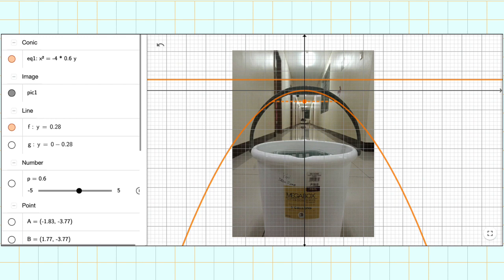If we upload this photo into a graphing software and try to find the parabola, the result would be this. The directrix is at y equals 0.28, and the focus is at (0, -0.28). This makes the equation of the parabola x squared equals -4 times 0.6y.